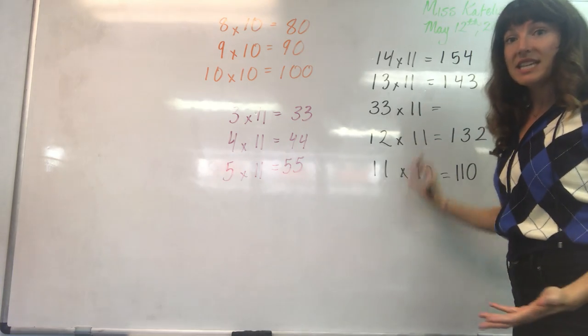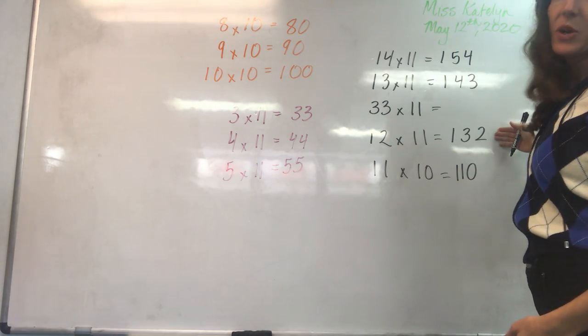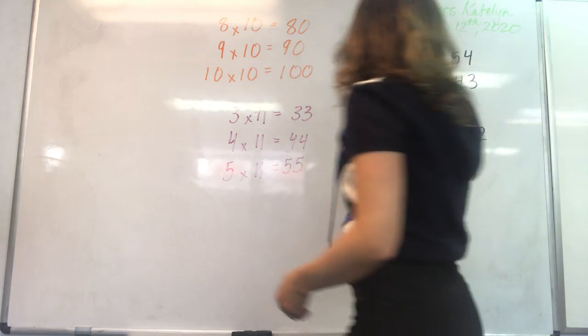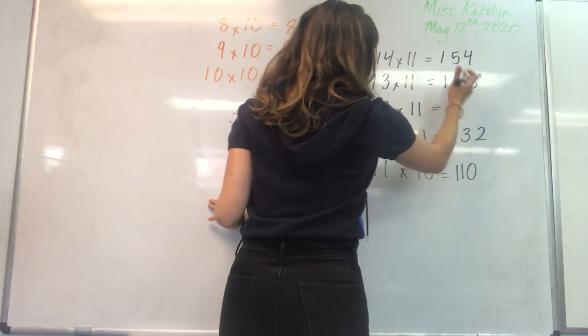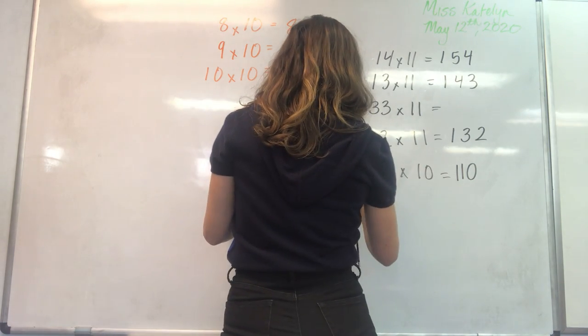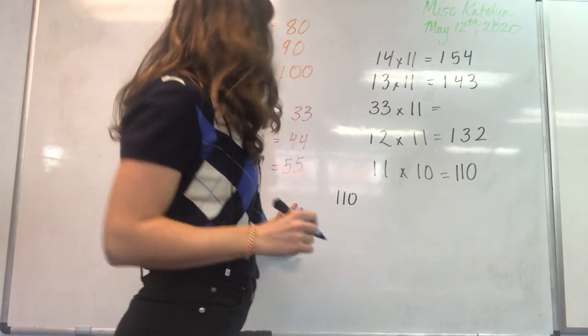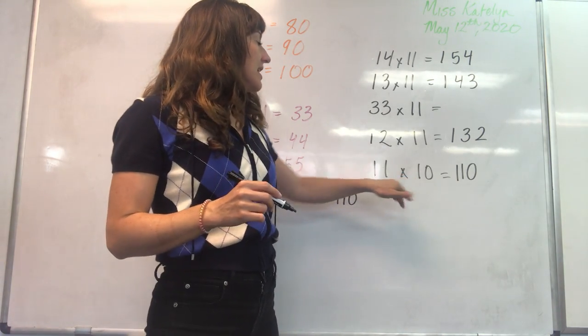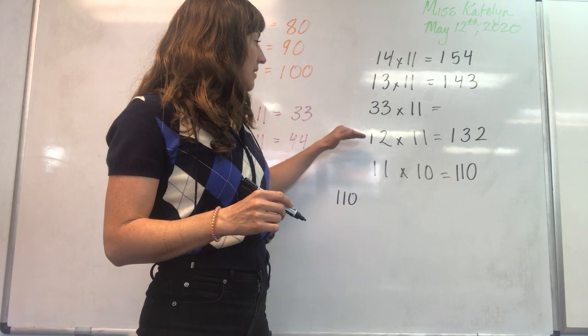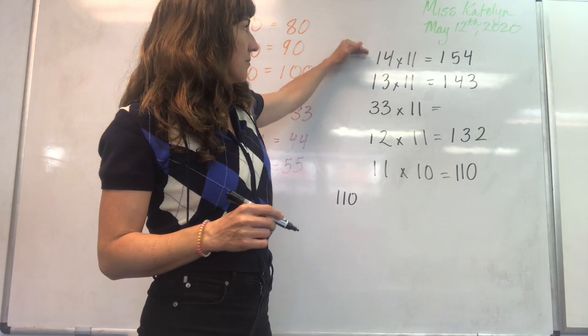All right, I'm gonna prove these 1, 2, 3 with addition over here, okay? So, I'll start with this. 110, right? Okay. 11 times 10, and then these are all adding. Plus 11, plus 11, plus 11.